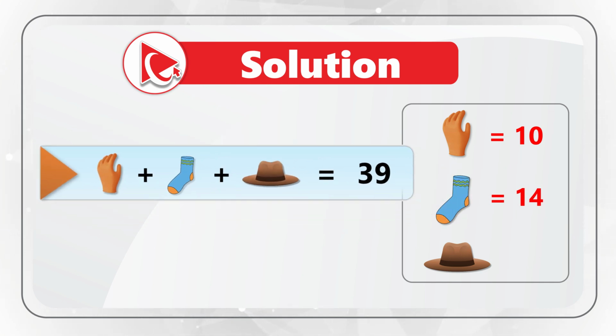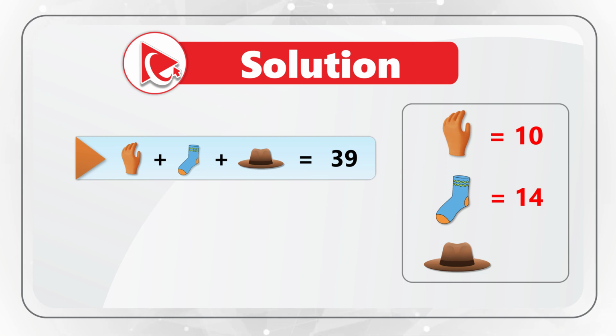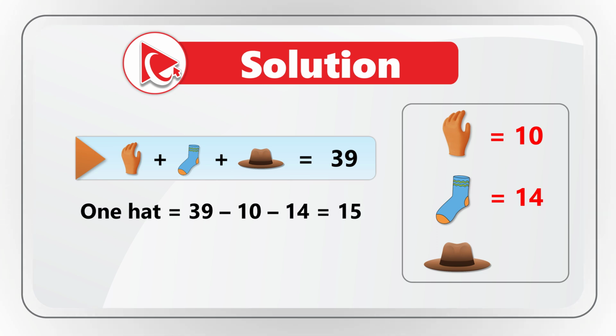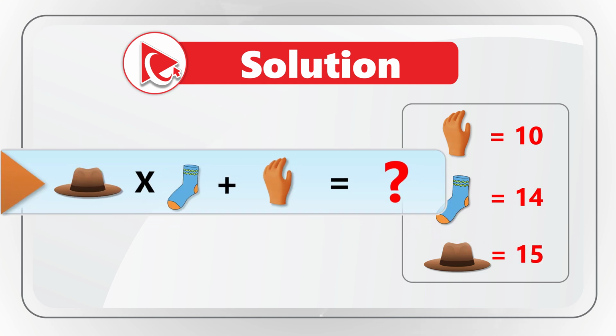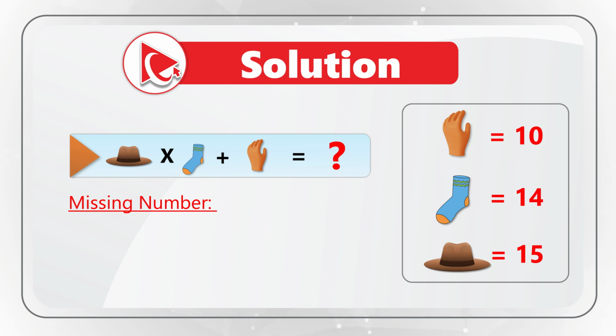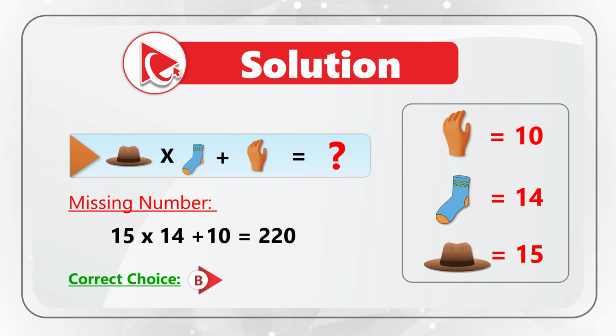Let's go to the third expression. 1 glove plus 1 sock plus 1 hat equals 39. We can calculate the value associated with hat. It equals 15 because 39 minus 10 minus 14 equals 15. Now we are ready to calculate the missing number. And to do that, we need to multiply 15 by 14 plus 10, and add 10. This is the value of hat multiplied by the sum of the value of sock plus the value of glove. So the correct answer here is choice B, 220.